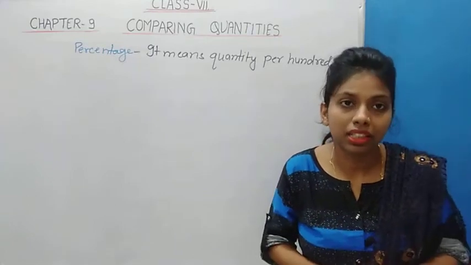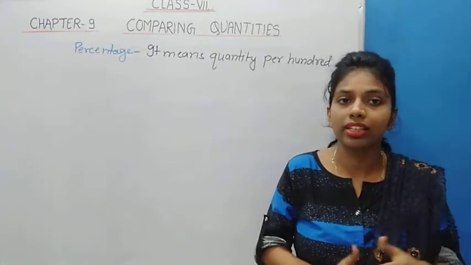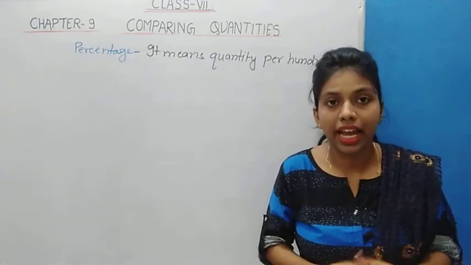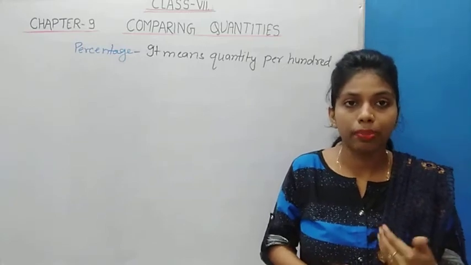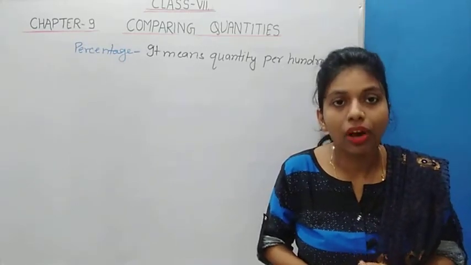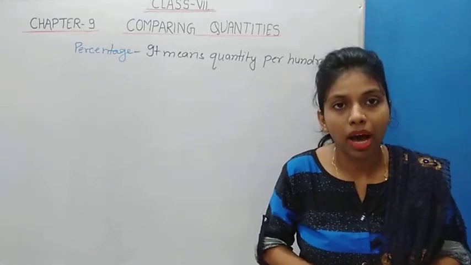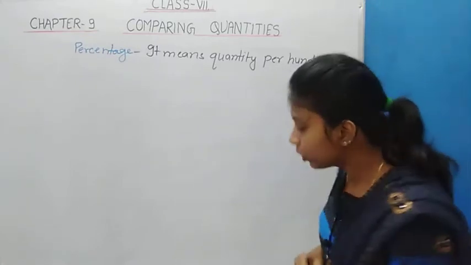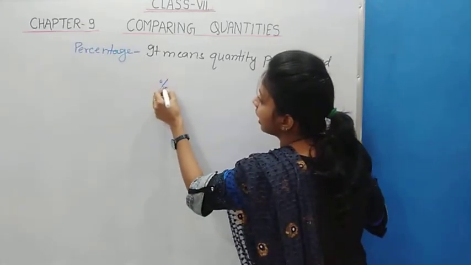Like our marks in an examination, mostly we tell our marks out of hundred, like 80%, 90%, 95%. 95% means 95 out of 100. Okay, so this is the way to compare the marks. In a symbolic way we can represent percentage like this.